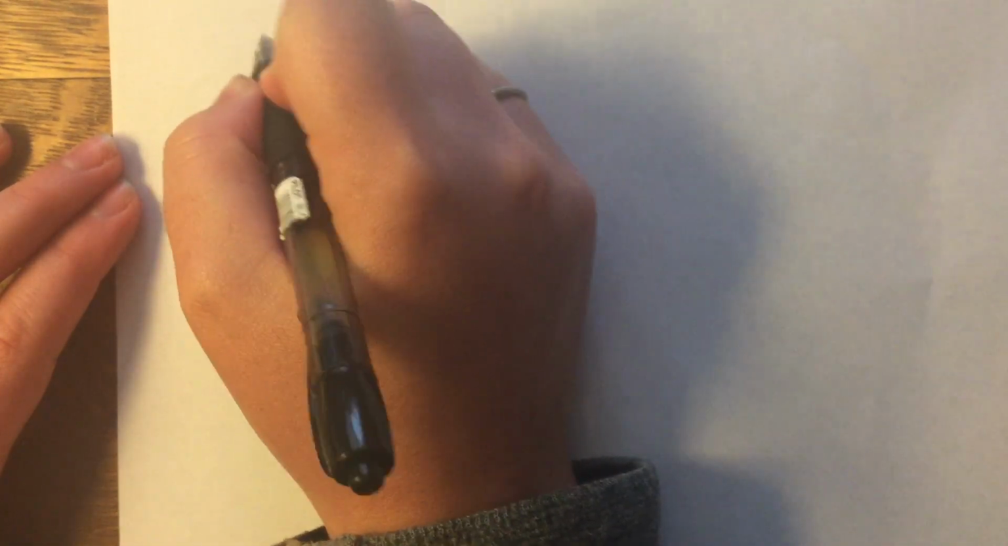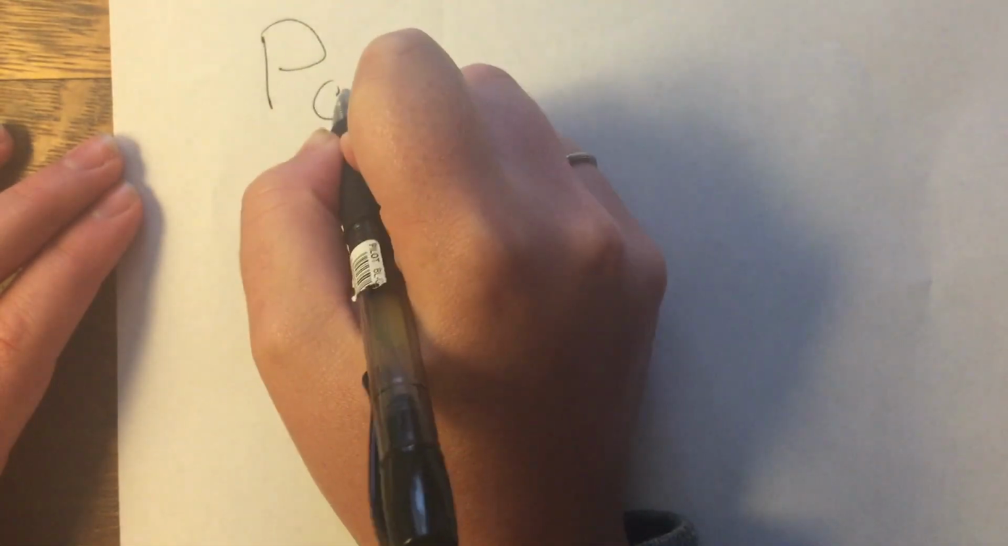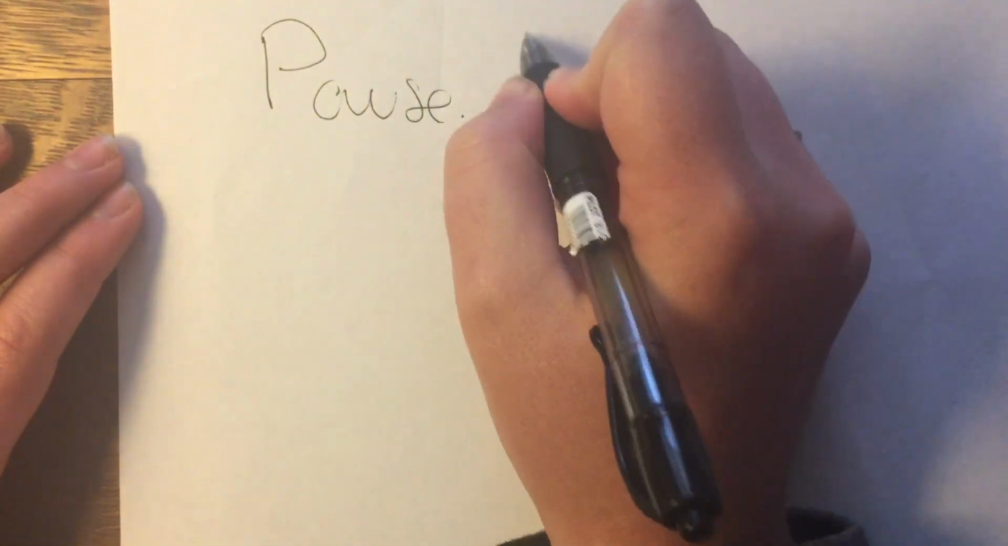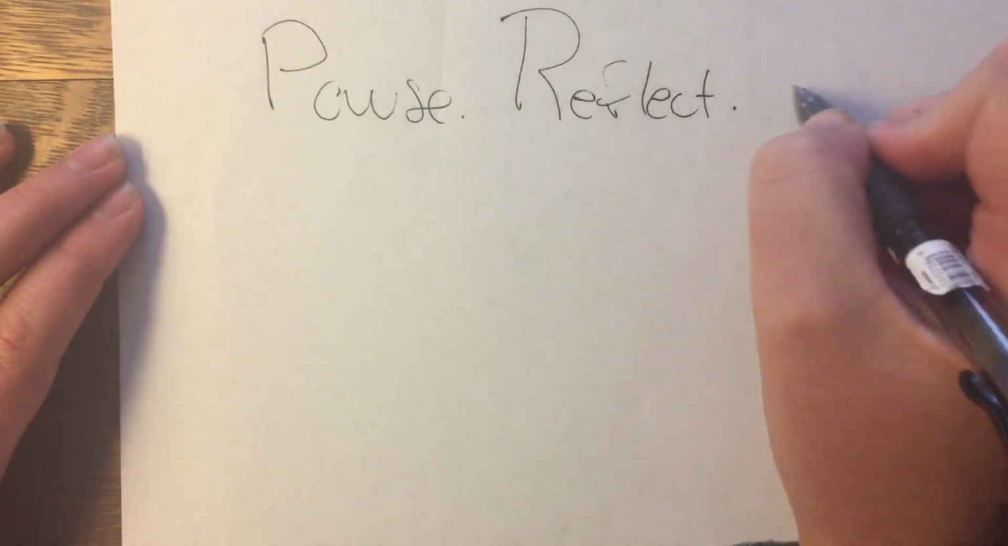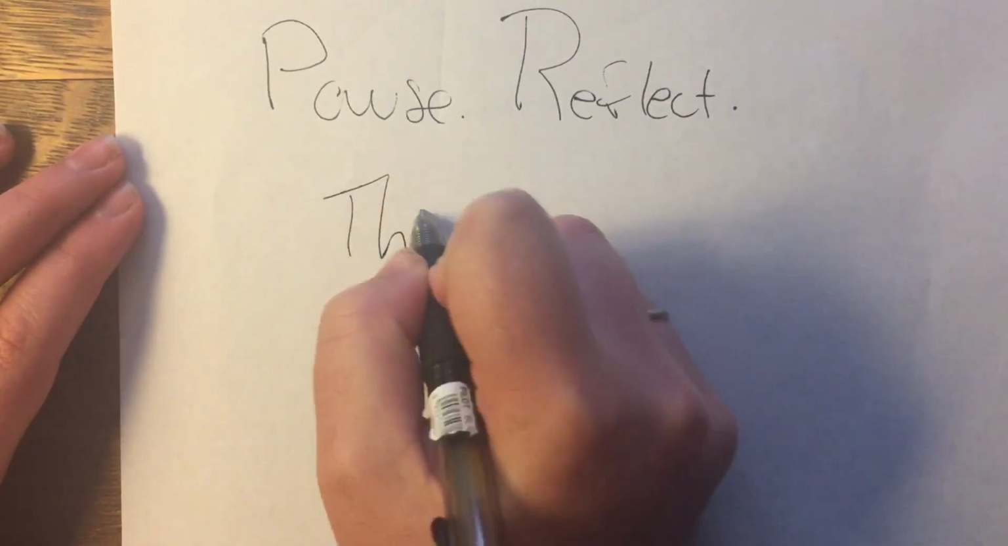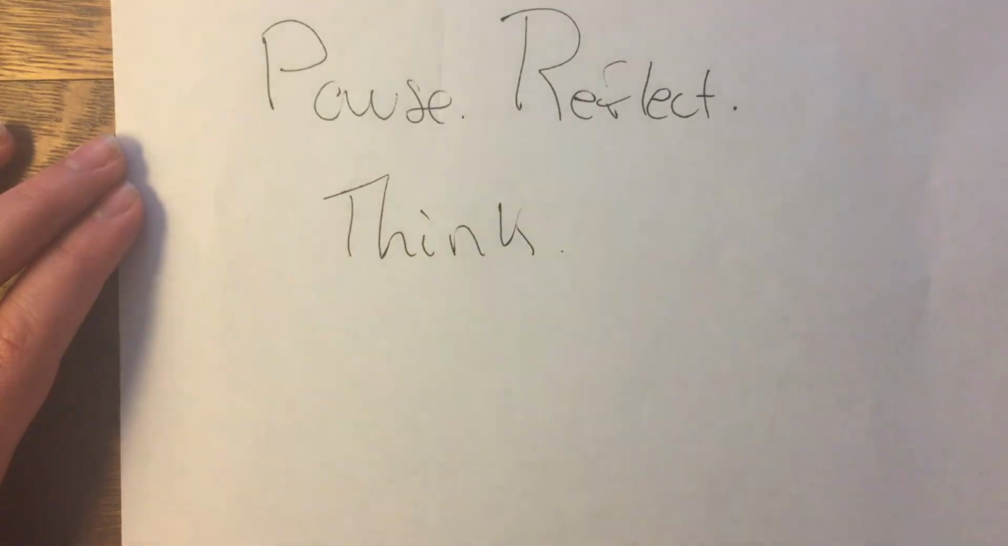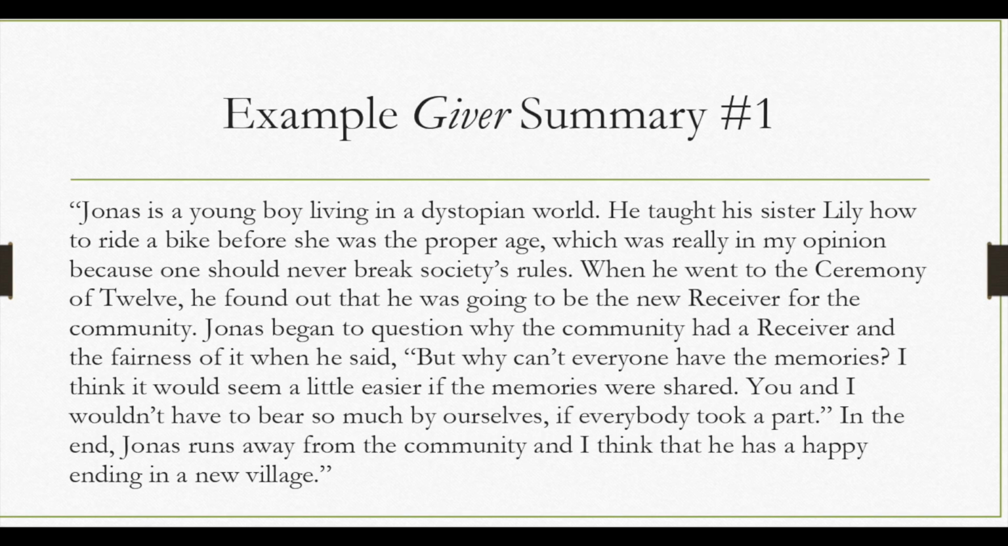Think, good or bad? If you said bad, you are correct. Let's go through the checklist. This summary includes information not included in the text when it says that Jonas has a happy ending and a new village. Lois Lowry does not tell us that in the book, and instead, we never really find out where Jonas ends up. Secondly, this summary has a lot of opinions.